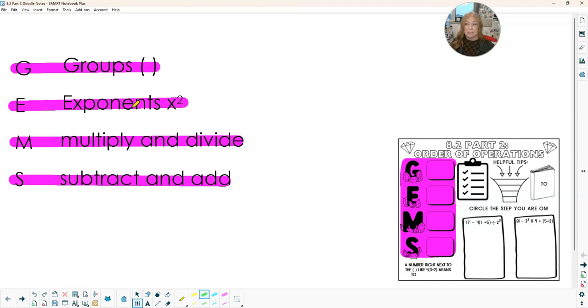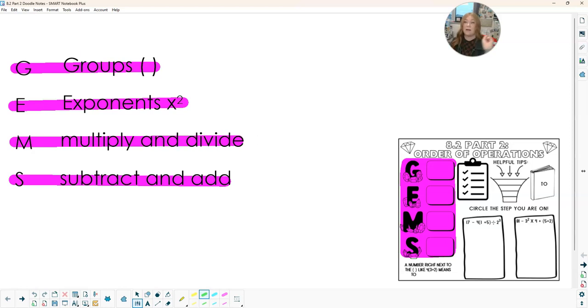E is exponents. So we've learned, right? The squared, the cubed, to the fourth power, to the fifth power. We have to do that second, the exponents. Then third step, we're multiplying and dividing. Now, one is not more important than the other. You don't always do the multiplying and then the dividing. You do which one you come to first. If divide comes first in the problem, you divide first. If multiply comes first, you multiply.